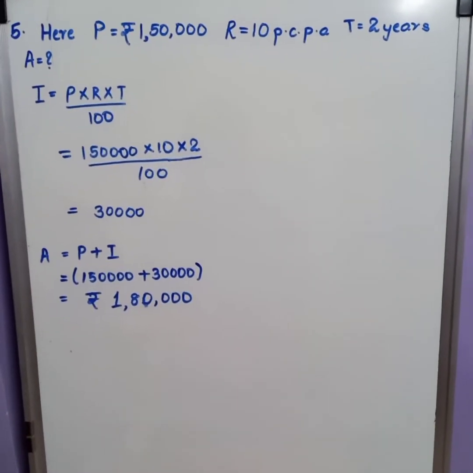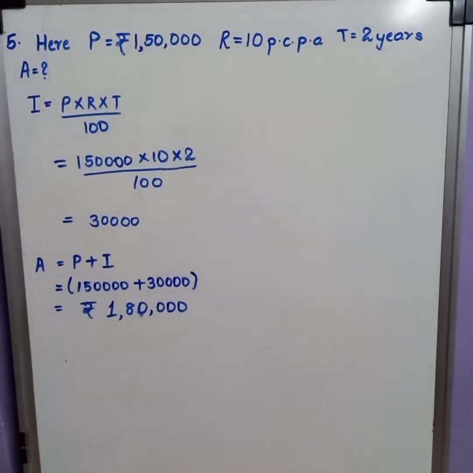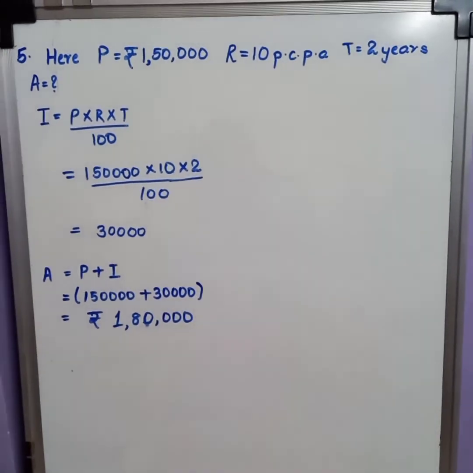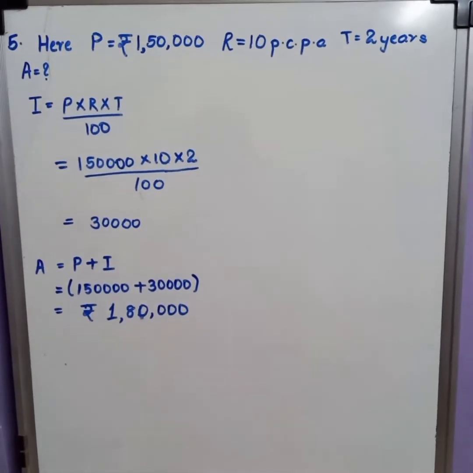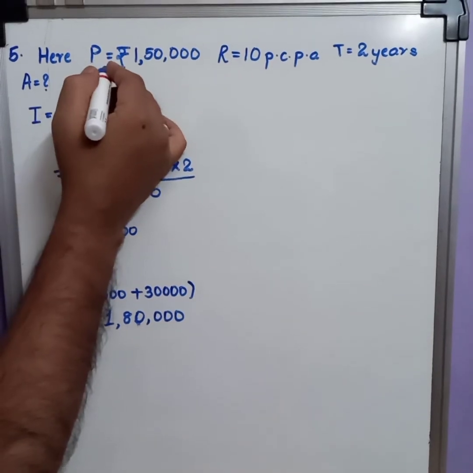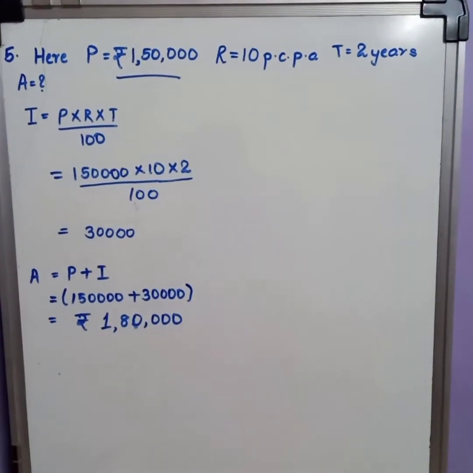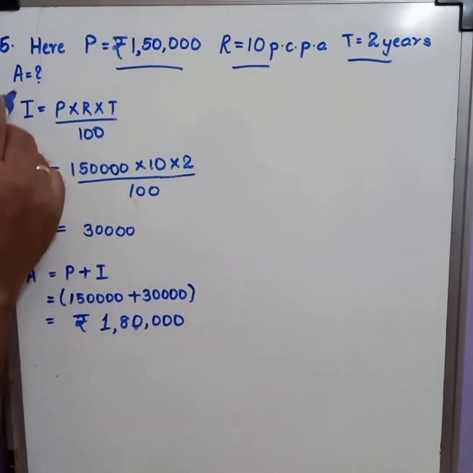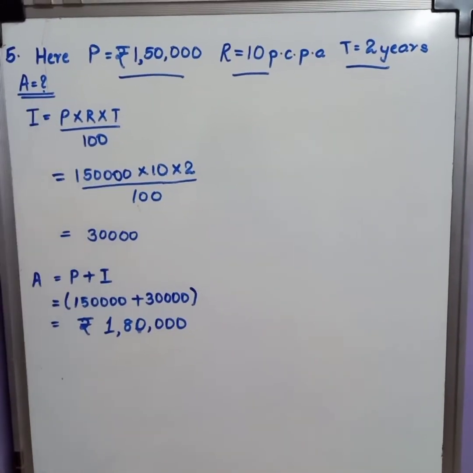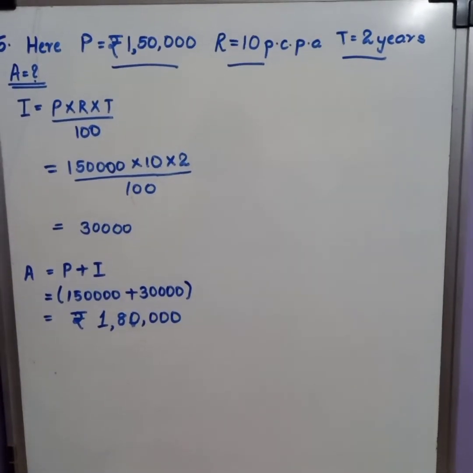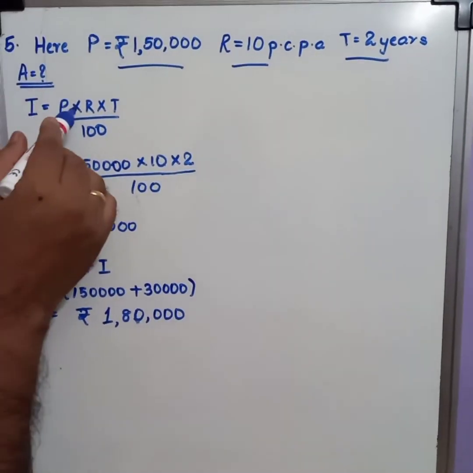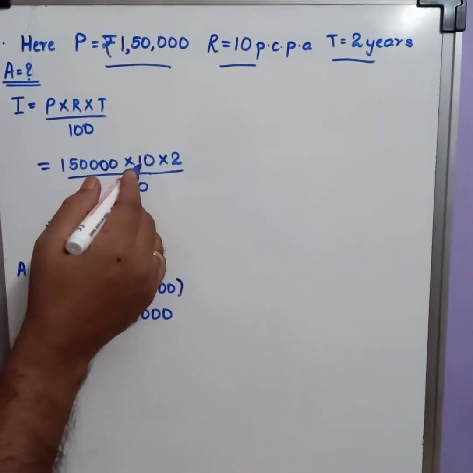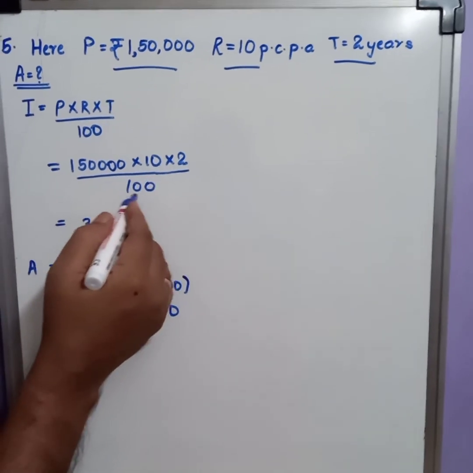Pankaj deposited 1,50,000 in a bank at 10% for 2 years. What total amount will he get from the bank at the end of the period? So here the principal is 1,50,000. Rate of interest is 10. Tenure is 2 years. We need to find the total amount for that. To find the total amount, we need to find the interest.